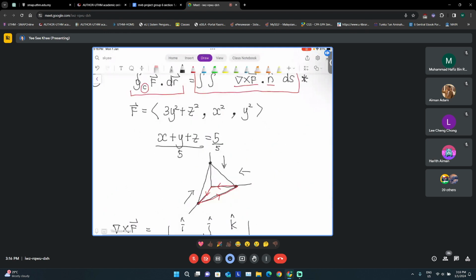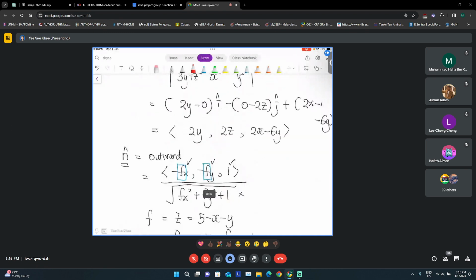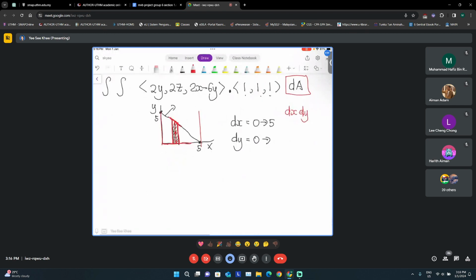So this is the equation of your plane. When you pick the xy projection, meaning that your z equals 0, your y will be equal to 5 minus x. So this will be the straight line equation for down here: y equals 5 minus x. So this one will be up to 5 minus x.